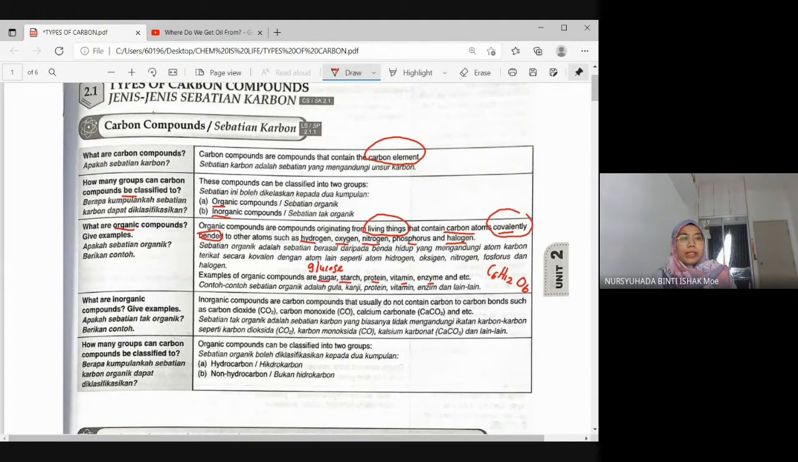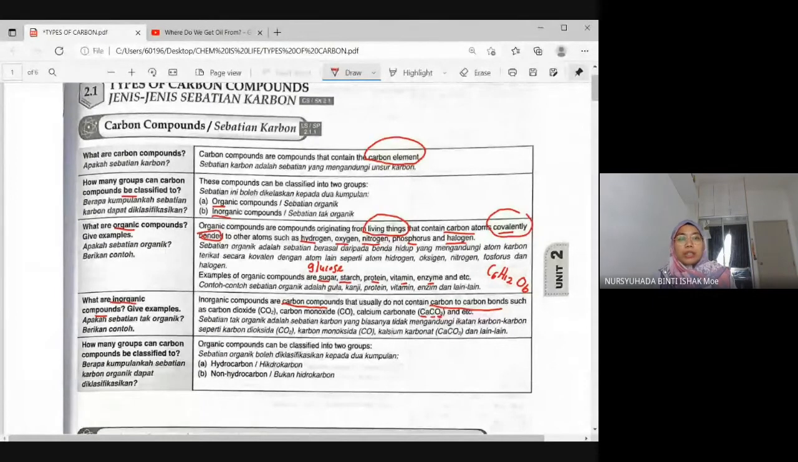Okay, now what is inorganic compound? So inorganic compounds are carbon compounds, means that the compound also contains carbon but does not contain carbon-carbon bond. Dia tak ada carbon dengan carbon bond. Contoh carbon dioxide. Alright, contohnya carbon dioxide, antara C dengan O. Carbon monoxide, between C and O. And calcium carbonate adalah antara C with calcium and oxygen.